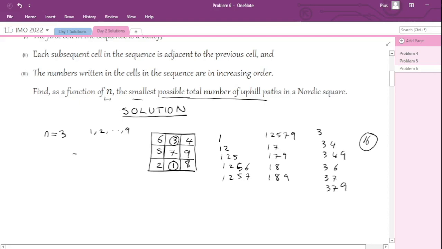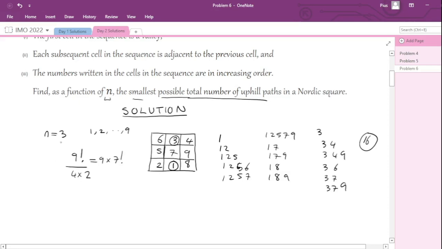So what does that mean? We have to deal with 9 factorial different Nordic squares, or if we consider rotations and reflections to be the same, then at most this is just going to reduce it a bit, but we still have a very large number of squares to deal with. And that's just for n equal to 3.